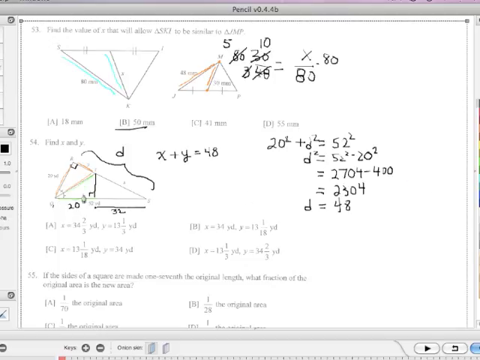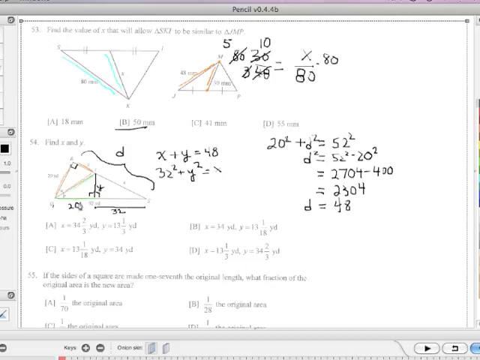So how are we going to use that? Well, remember, this is y right here, and 32, so now we're going to use the Pythagorean theorem again. 32 squared plus y squared is equal to x squared. So let me write that down: 32 squared plus y squared is equal to x squared.